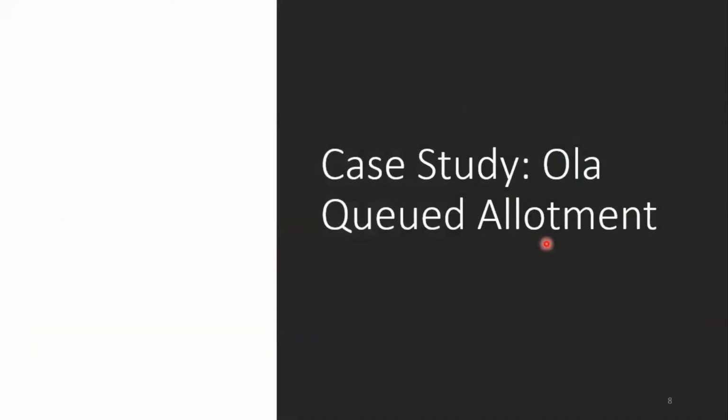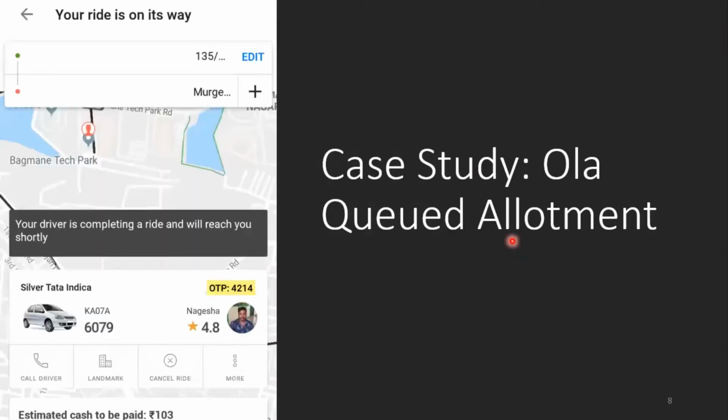Right. With that background, let's come to this case study of the Ola Queued Allotment feature and take a look at how it was taken from MVP to full rollout. So this case study is about this message that you might have seen on the Ola app, if you've used it anytime in the last several years, which says your driver is completing a ride and will reach you shortly.